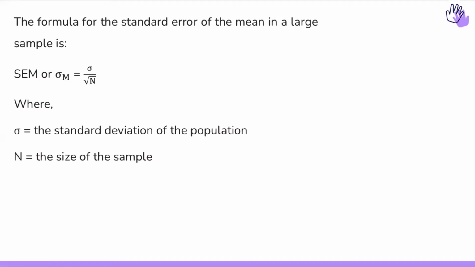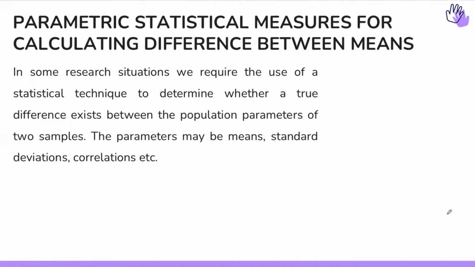Okay, so this is about the central limit theorem. Then let us discuss what are parametric statistical measures for calculating difference between means. In some research situations, we require the use of a statistical technique to determine whether a true difference exists between the population parameters of two samples. The parameters may be mean, standard deviation, correlations, etc.